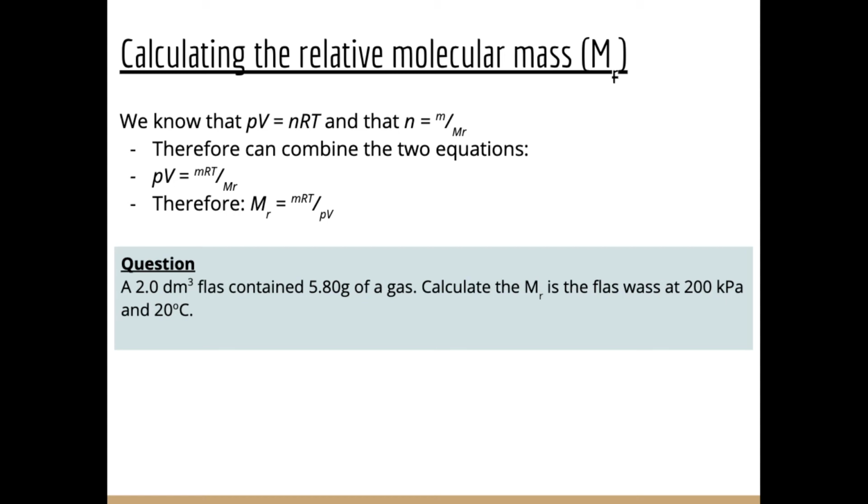A 2.0 decimeter cubed flask contained 5.80 grams of a gas. Calculate the relative molecular mass if the flask was at 200 kilopascals and 20 degrees Celsius. It was late at night when I was writing this. All right, let's find out.